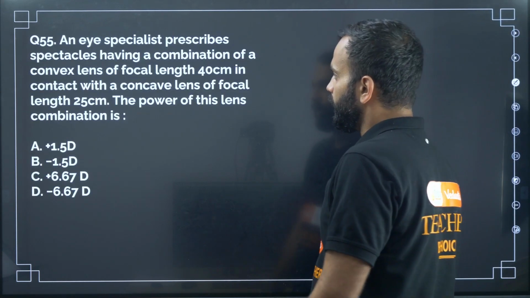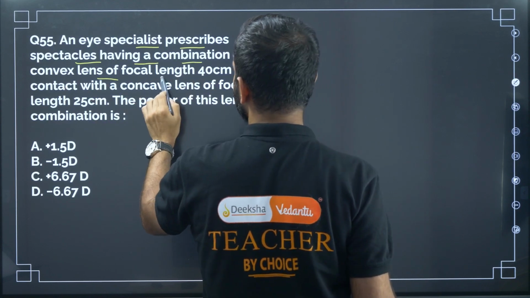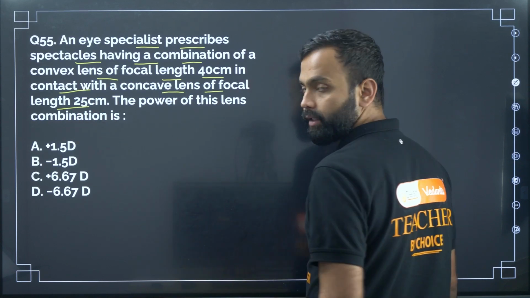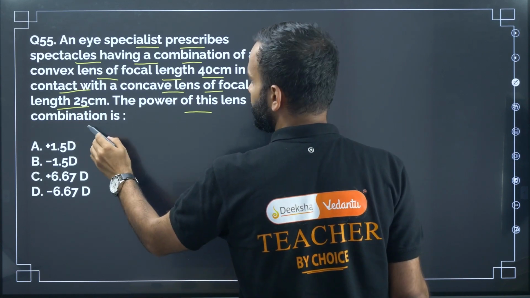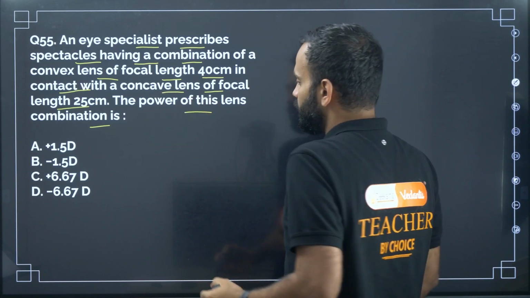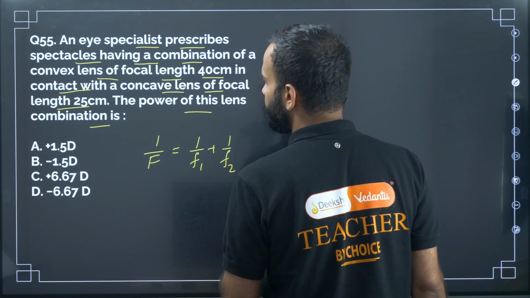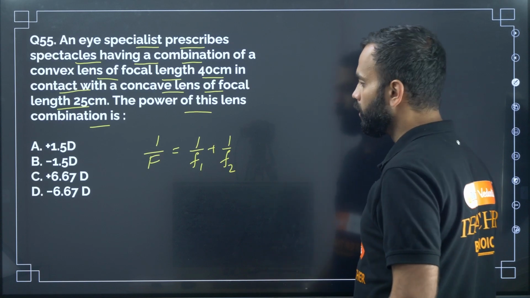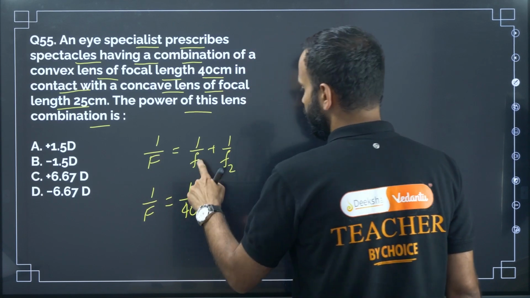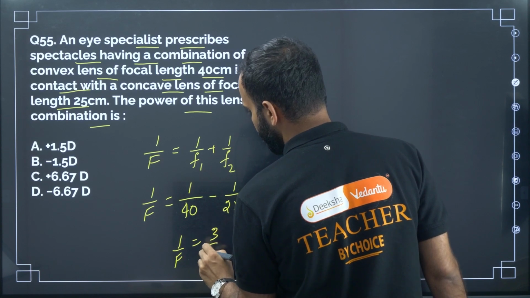Next question, question number 55. An eye specialist prescribes spectacles having a combination of a convex lens of focal length 40 centimeter in contact with a concave lens of focal length 25 centimeter. The power of this lens combination is? Let us find the combined focal length: 1 by f equals 1 by f1 plus 1 by f2, where f1 is the focal length of the convex lens and f2 of the concave lens. So 1 by f is equal to 1 by 40 minus 1 by 25, which is 3 by 200.